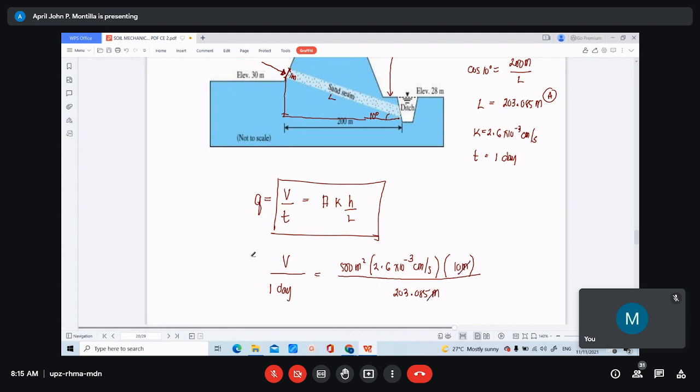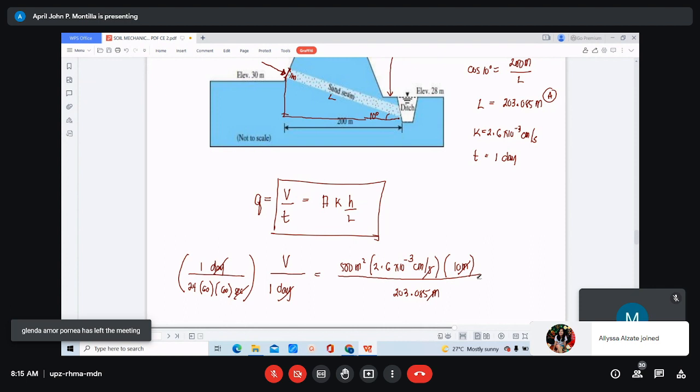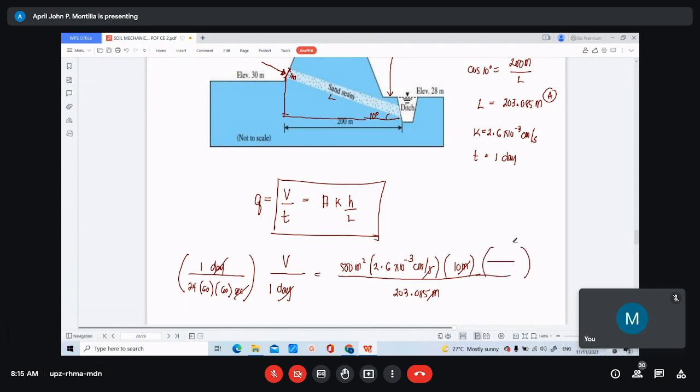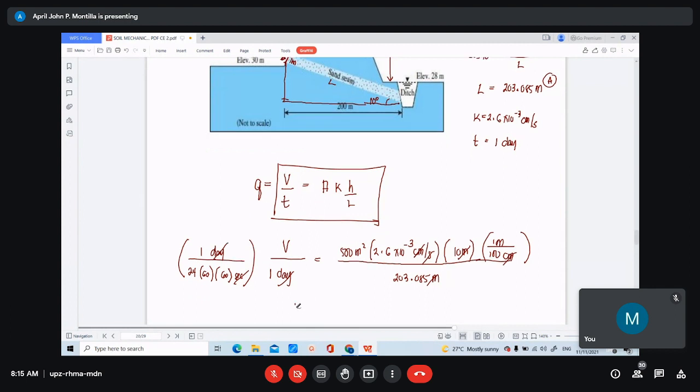Naka-seconds yun, day. Convert natin. 1 day is to 24 hours. 1 hour is 60 minutes. 1 minute is 60 seconds. Canceled yun. Canceled ang seconds. Square meters times centimeter, hindi siya consistent. Gawin natin siyang cubic meters. So, 1 meter is to 100 centimeters. Cancelled ang cm, magiging cubic meters na yung unit ng volume natin.